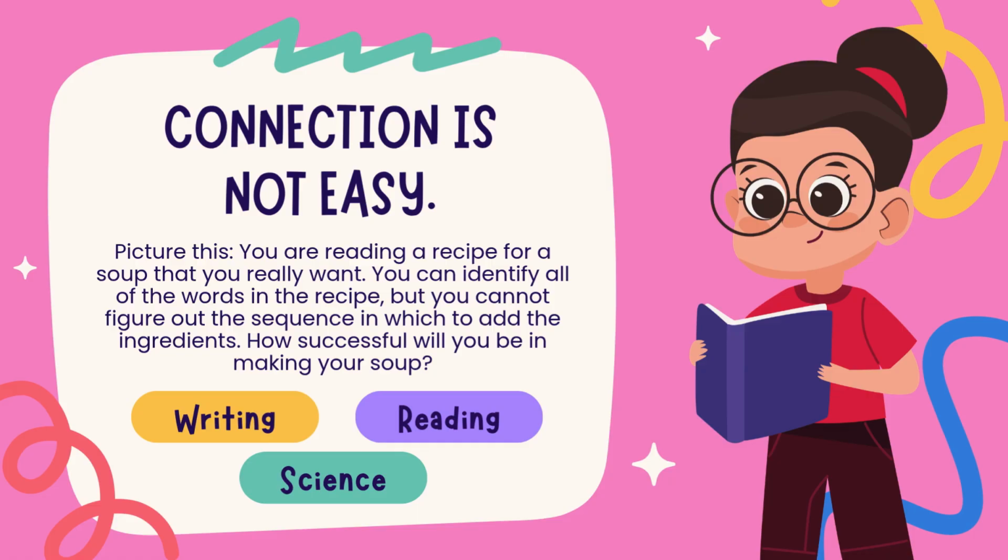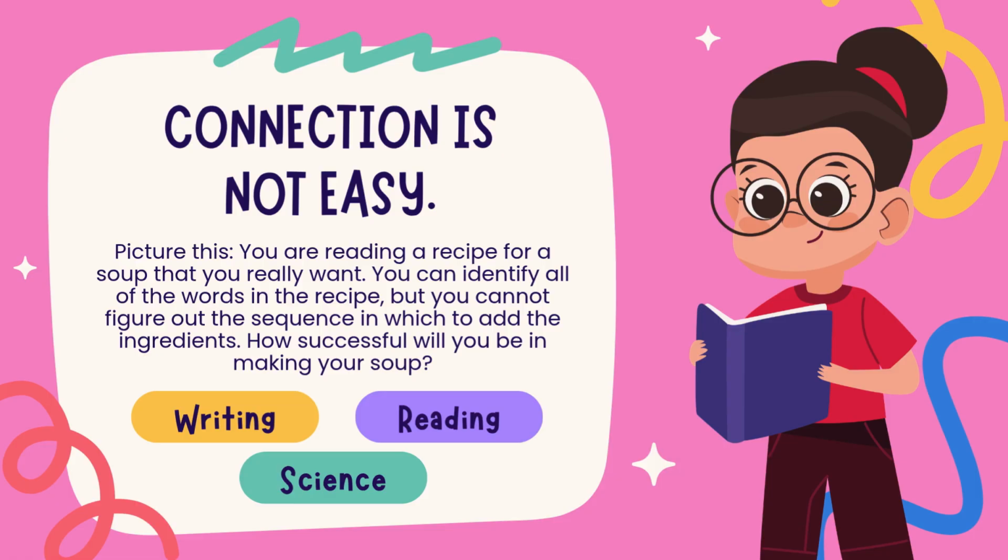Most importantly, I want to outline that connection is not easy. The way I explained it to him is, picture that you're reading a recipe for a soup that you really want. You can identify all the words in the recipe, but you can't figure out the sequence in which to add the ingredients. There's no numbering system that's clearly outlined. It just uses wording, but the words you don't quite understand.